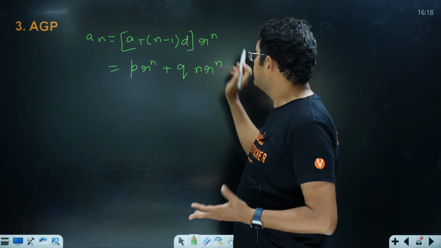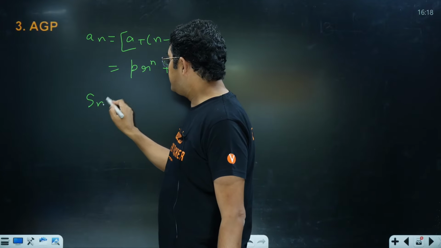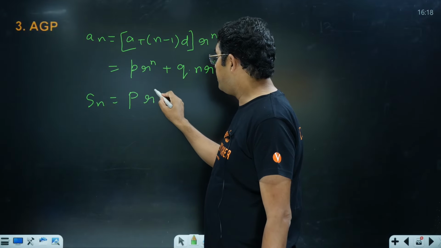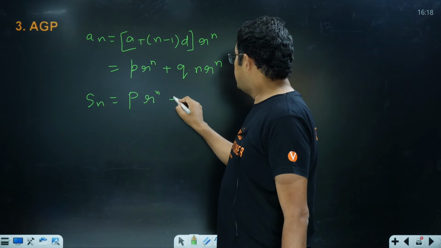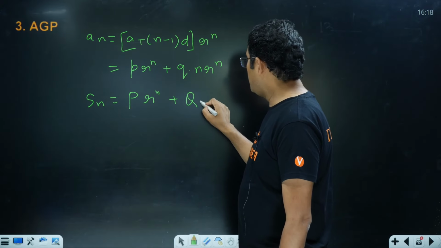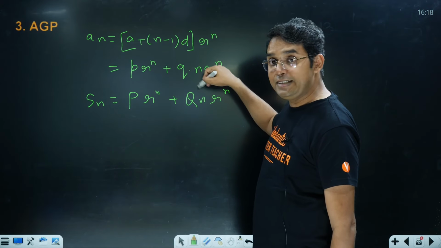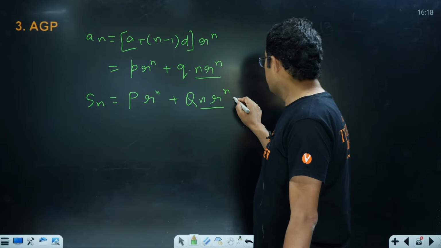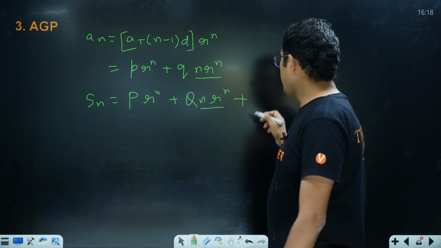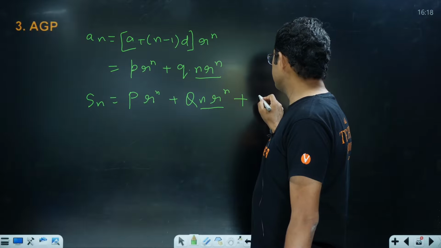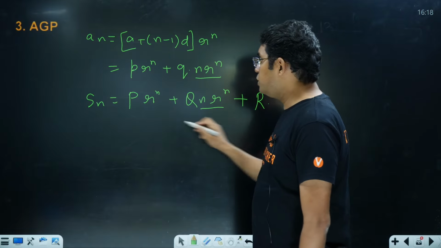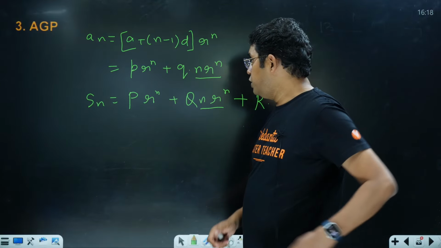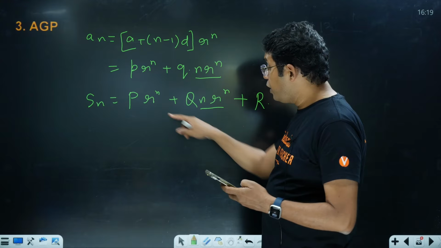So there will be two terms, p into r^n and q into n into r^n. Now if you want to know the sum of this, you will get some other coefficient p into r^n for this. This will again be the same thing, q into n into r^n. This q will change, it will be some other coefficient. So one term will be from this, one term from that, and then you will have some constant term, let's say r, so that the entire sum becomes equal to 0 for n equal to 0.